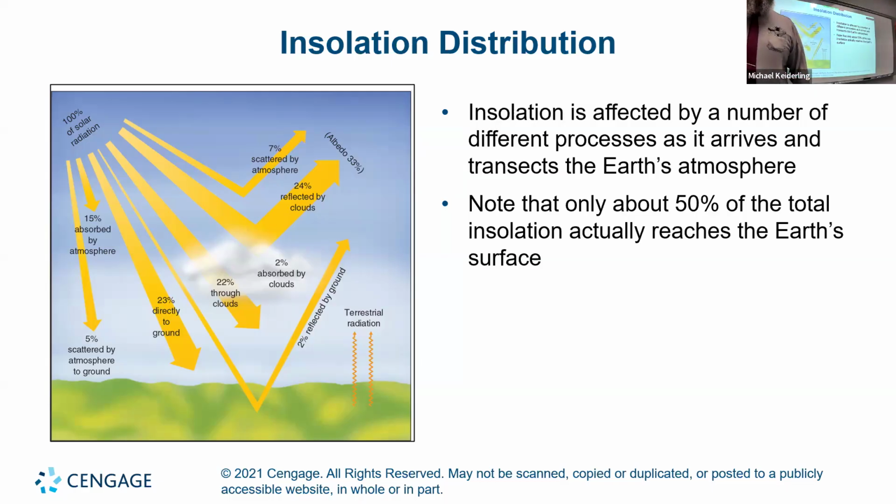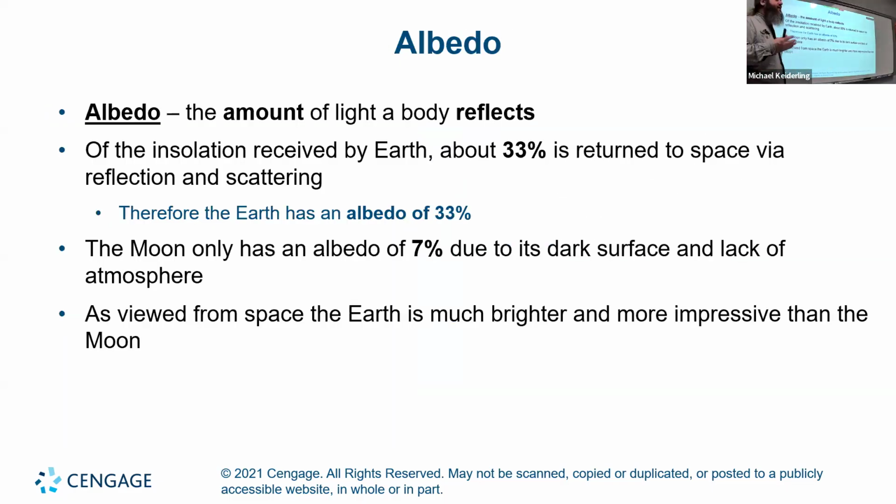So insolation is affected by a number of different processes as it arrives and transects the Earth's atmosphere. And only about 50% of the total insolation actually reaches the Earth's surface. And that, of course, varies based on cloud cover and things like that. So the amount of light that a body reflects is called its albedo. Of the insolation received by Earth, about 33% is returned to space via reflection and scatter. Therefore, Earth has an albedo of about 33%.